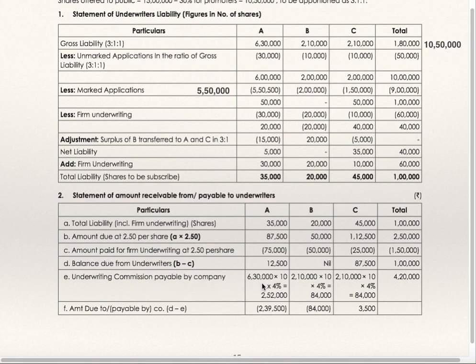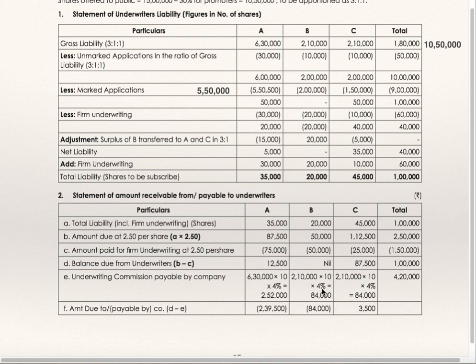Commission payable by the company. Gross liability 6 lakhs 30,000 shares. Face value of share is 10 into 4%. 2 lakh 10,000 shares into 10 into 4%. The company is supposed to pay him 2 lakh 52,000. Balance due from him is 12,500. So the company will pay him 2 lakh 39,500.